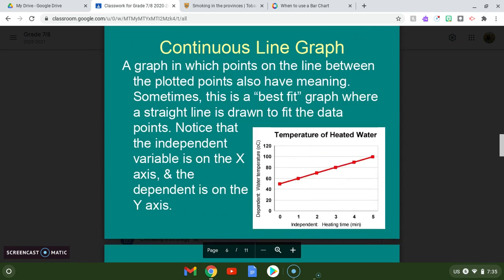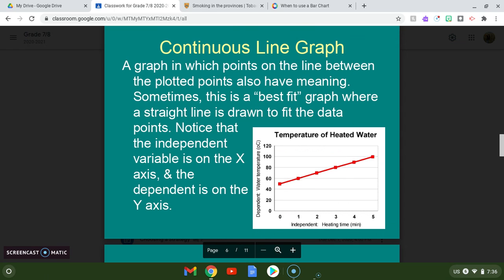Next up, we have a continuous line graph. So this is where points are plotted on a line between the starting point and the ending point. We like to call this the line of best fit sometimes when it's perfectly on all the dots. Sometimes it also will not be on all the dots, but we'll still call it the line of best fit.